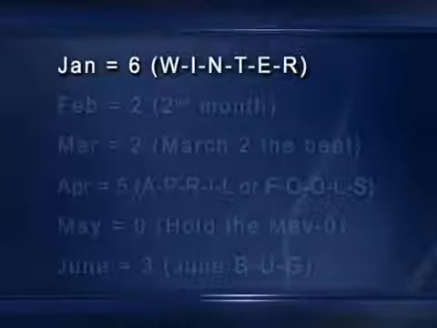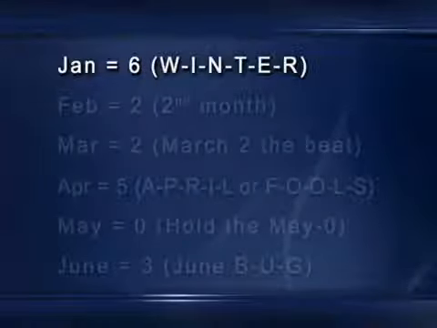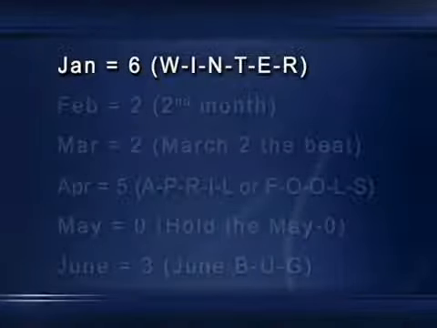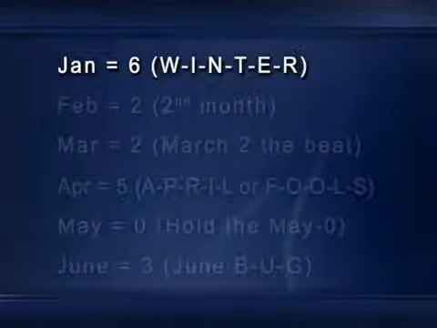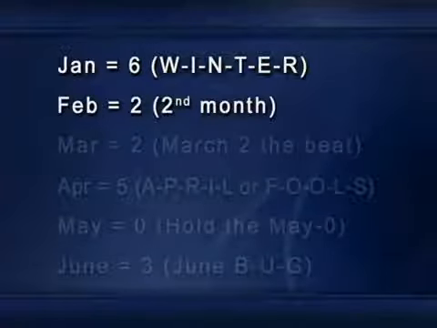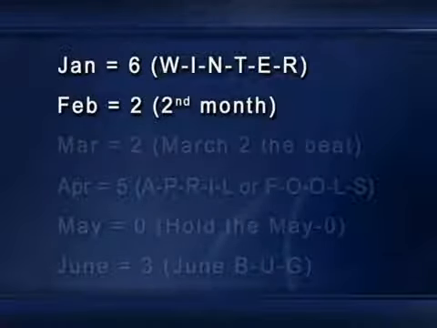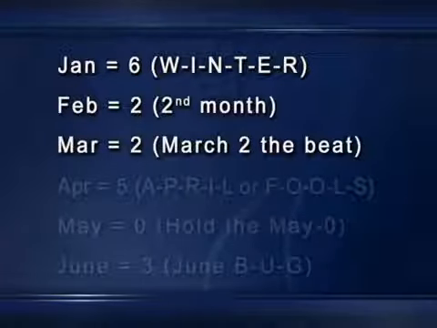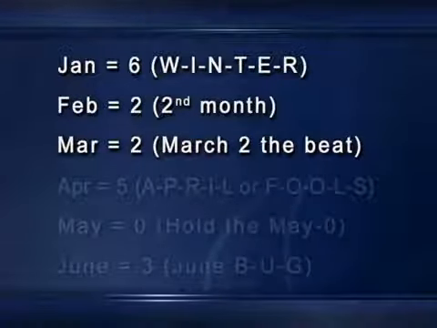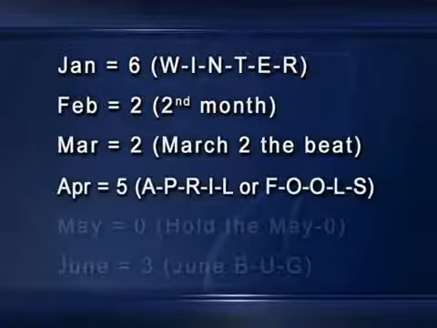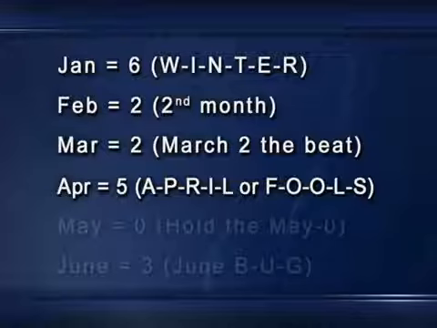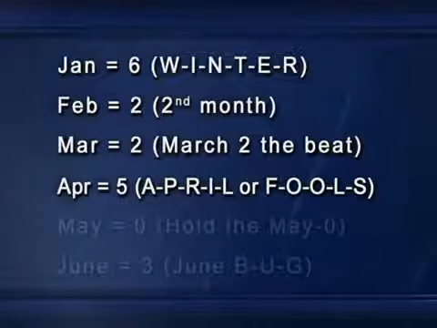Here's what I use. Okay, January is 6. Now, January is also winter, and winter has 6 letters. That's how I remember that January is 6. February is 2. Well, February is the 2nd month, so that's easy to learn. March is 2. Think of March to the beat of the drum. April is 5. You could think of April Fools, either of which has 5 letters.